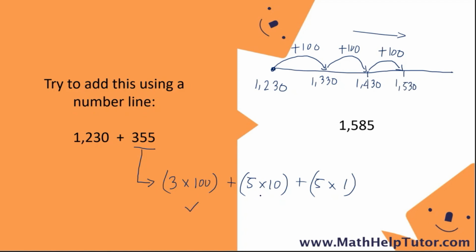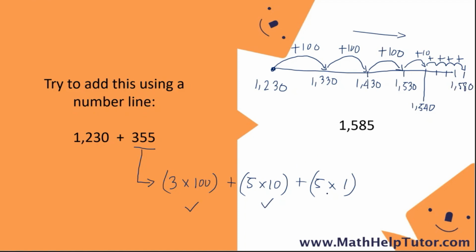Next, we add the tens place, and we have 5 tens. It's 1, 2, 3, 4, 5. It's plus 10, plus 10, plus 10, plus 10, plus 10. That's 5 tens. We add 10 to 1,530, becomes 1,540 here, 1,550 here, 1,560, 1,570, and then it becomes 1,580. So we're done with the tens place.